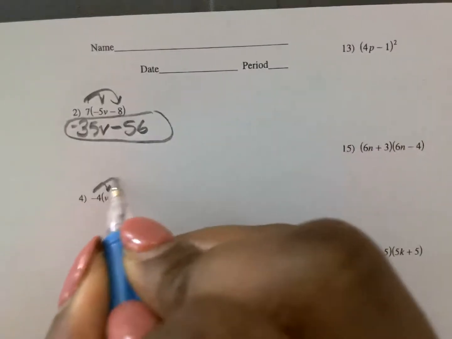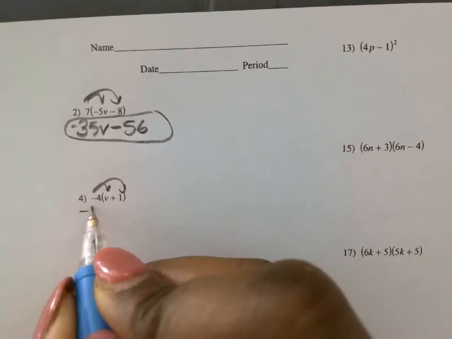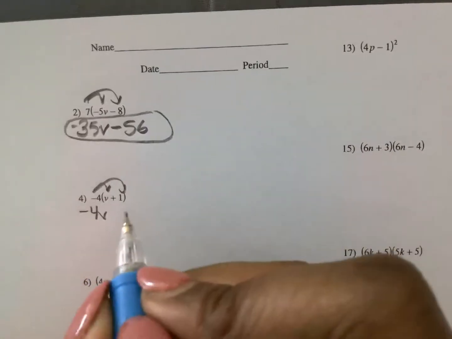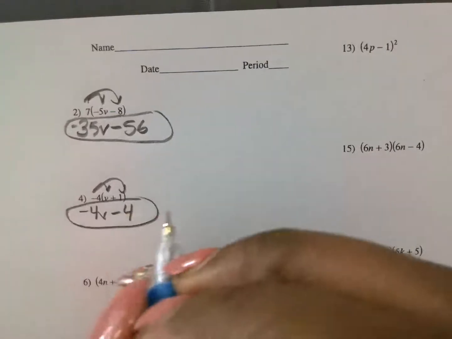Very good. So what does that give you when you multiply -4 times v? And then what do you do after that? And what does that give you? Good job. Raise your hand if you got that.